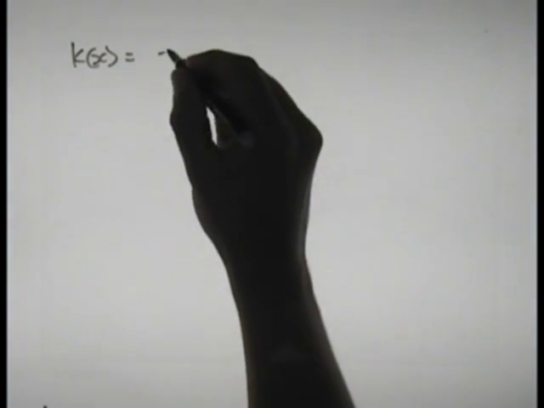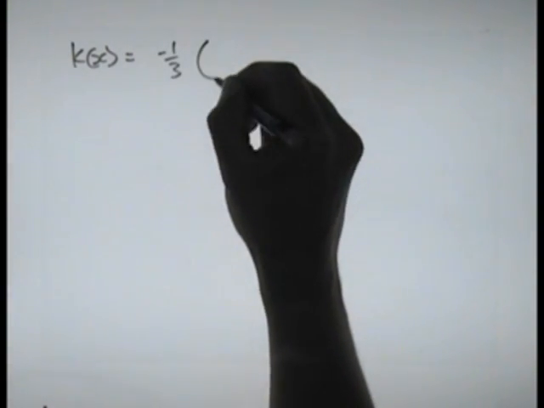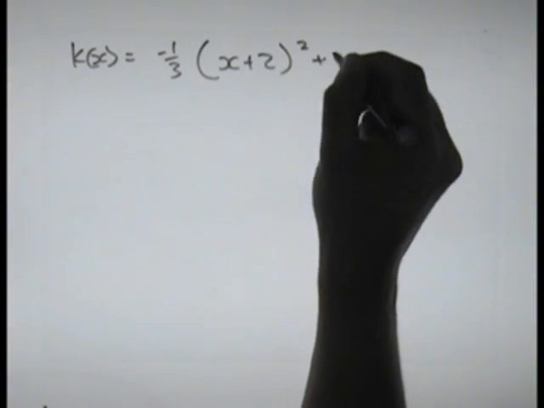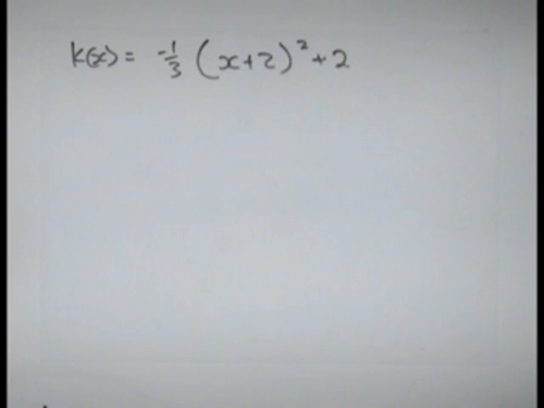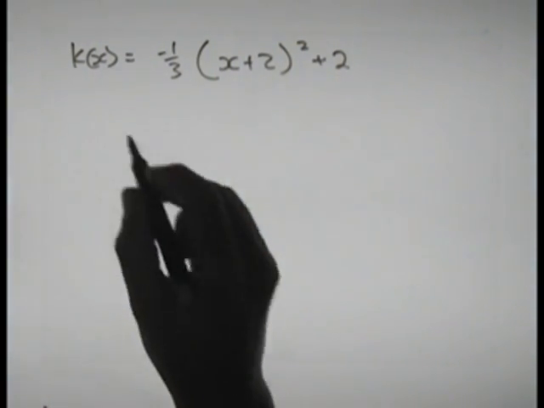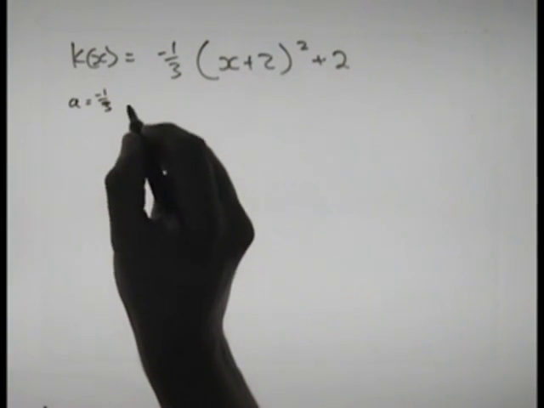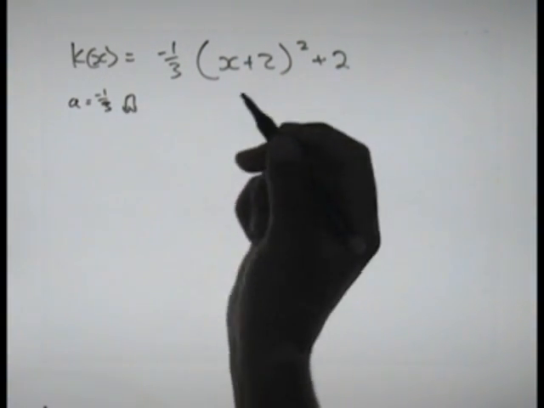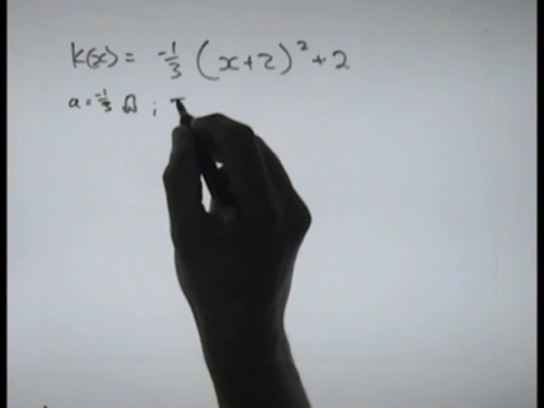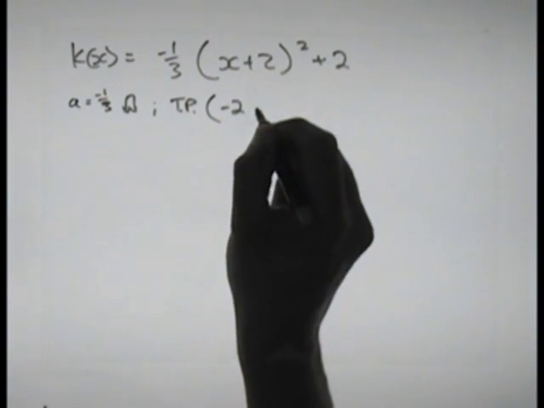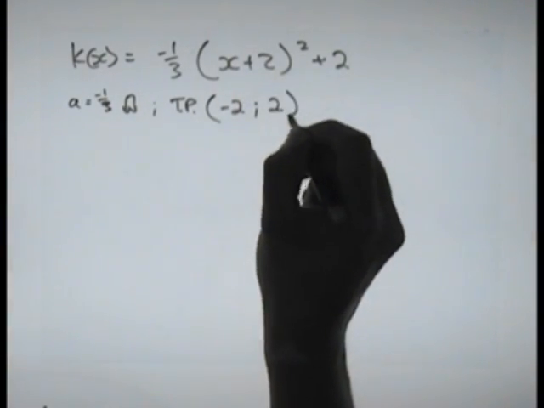The fourth one I gave you to do read k of x is equal to -1/3 (x plus 2) squared plus 2. The first thing I'm going to do, again, look at my a value. In this case, it's -1/3, which means that it's a frown face graph. Turning point is at (p, q), which is going to be (-2, 2).